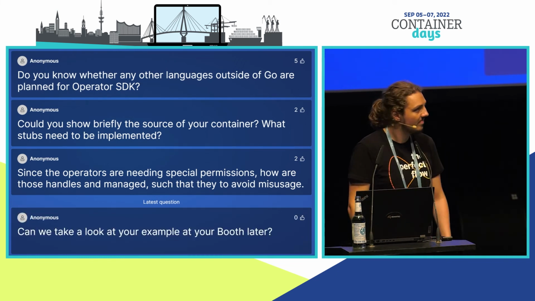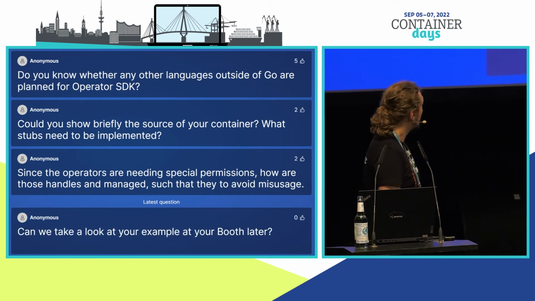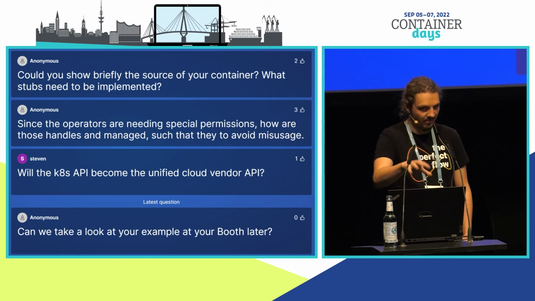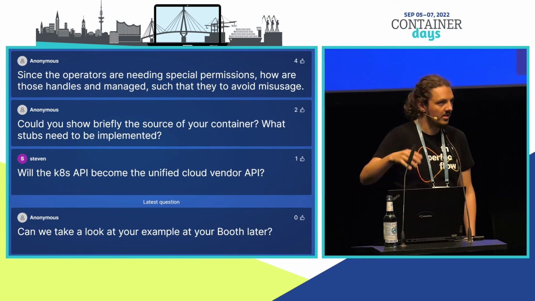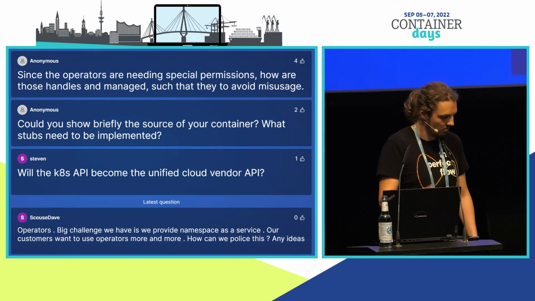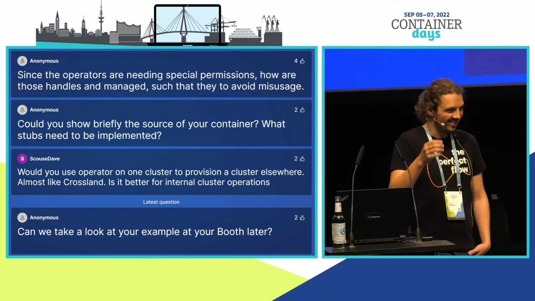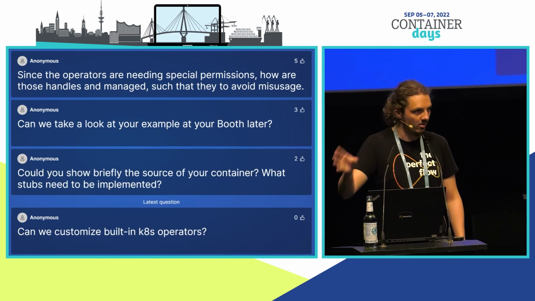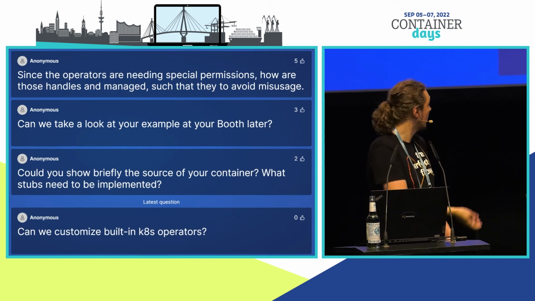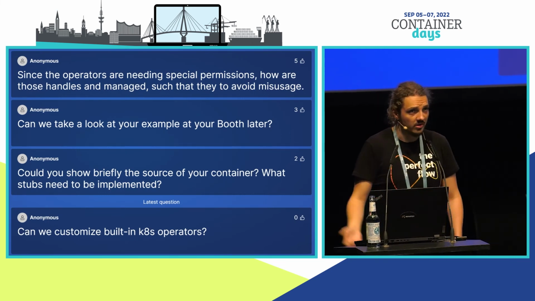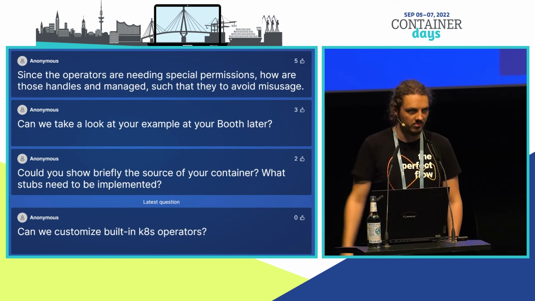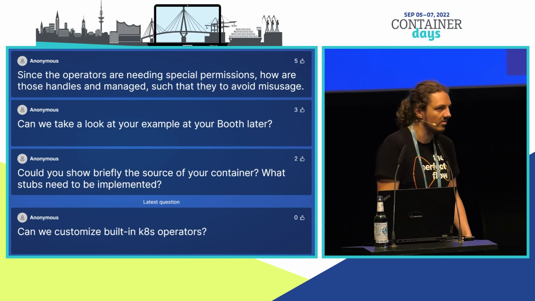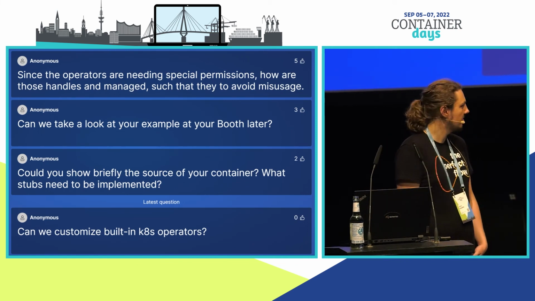Do you know whether any other languages outside of Go are planned for the Operator SDK? The Operator SDK works on a plugin principle. As you have seen, I specified a Helm plugin. The three plugins that come with it are Go, Ansible, and Helm. There are other plugins that are community-driven, not fully supported by the Operator SDK on its own, but you can use Java, Kotlin, anything in that direction also. So yes, there are already other languages usable via the plugin concept. Okay, what else do we have?